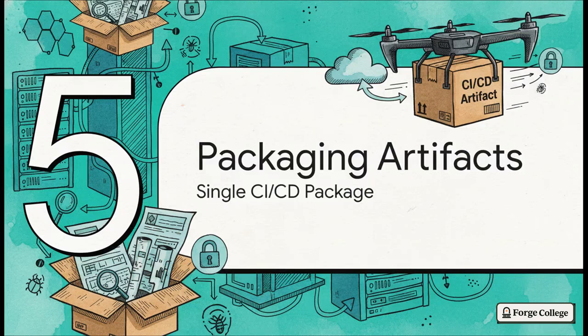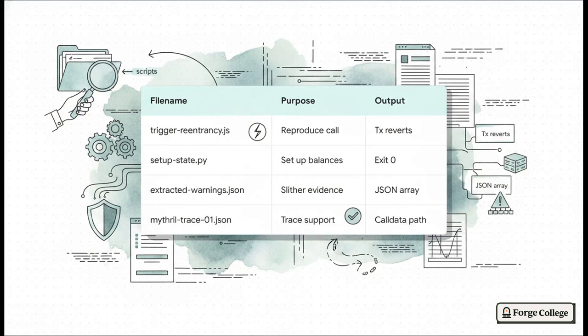Which brings us to Section 5, packaging reproducible artifacts. Once you have all this solid evidence, we need to box it up neatly into a single, predictable CI/CD artifact package. A clean, predictable folder structure is going to map your scripts directly to their expected outputs.